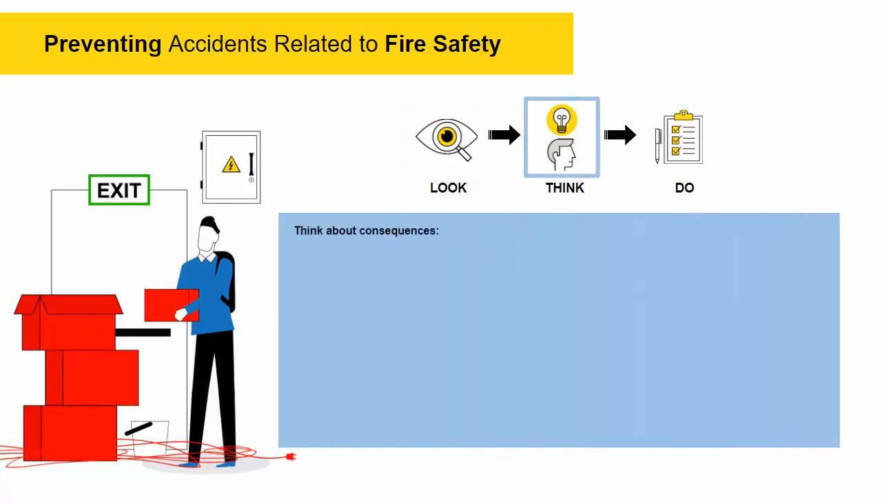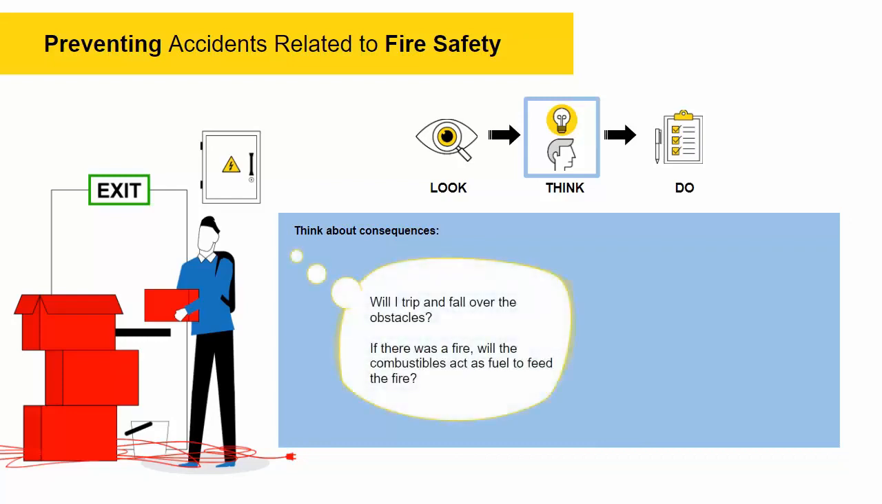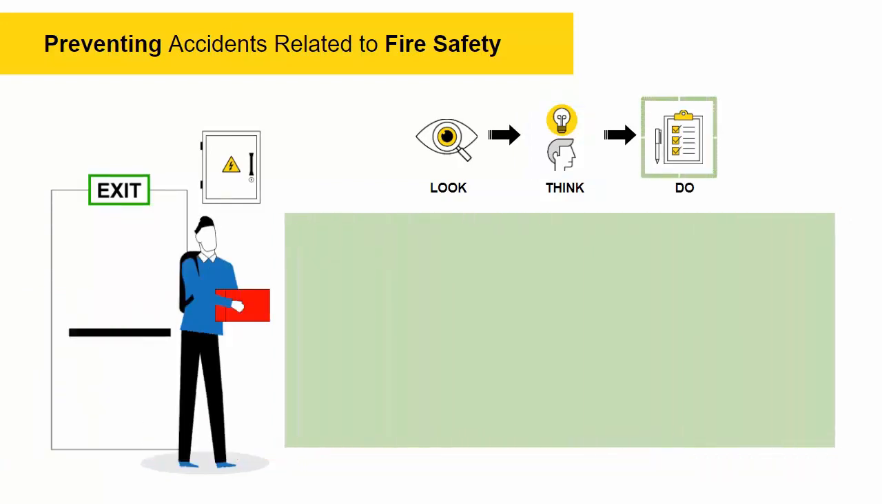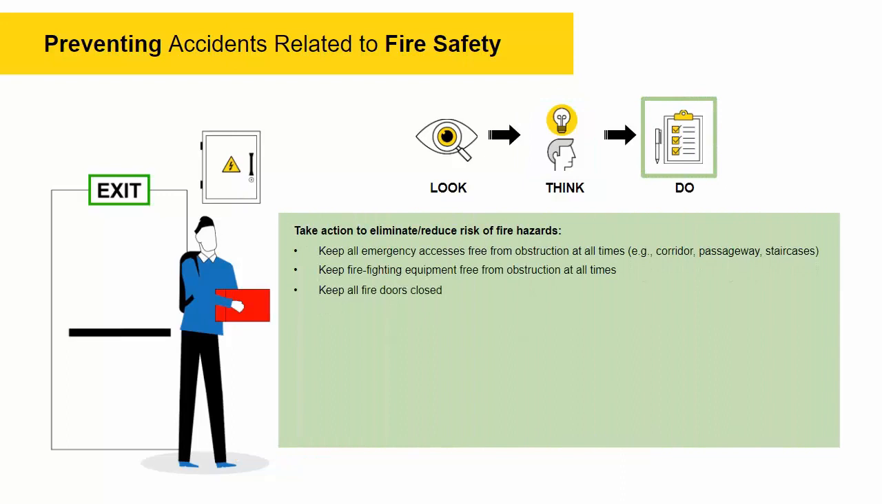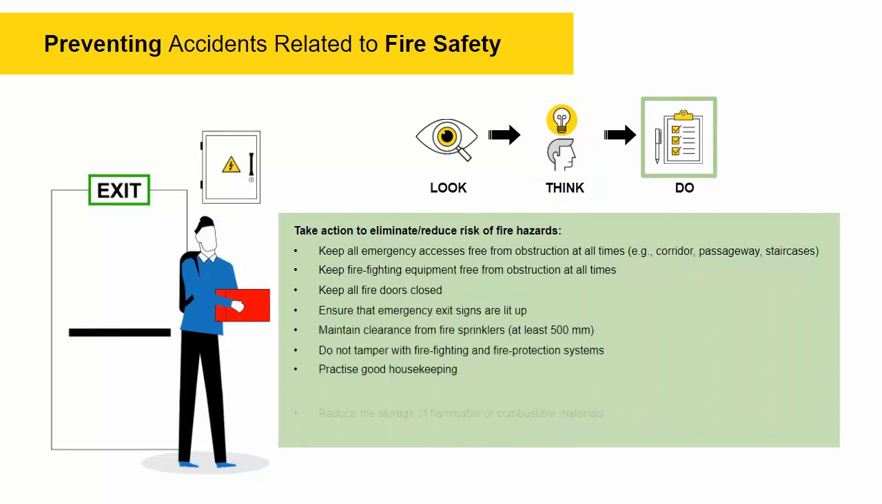Steve should think about the consequences of these fire hazards and how he can protect himself from these. For example, can he trip over the obstacles? In the event of a fire, can the combustibles act as a fuel source? Finally, Steve should take the necessary actions to eliminate or reduce the risk of fire hazards. Here are some good fire safety practices he can adopt.